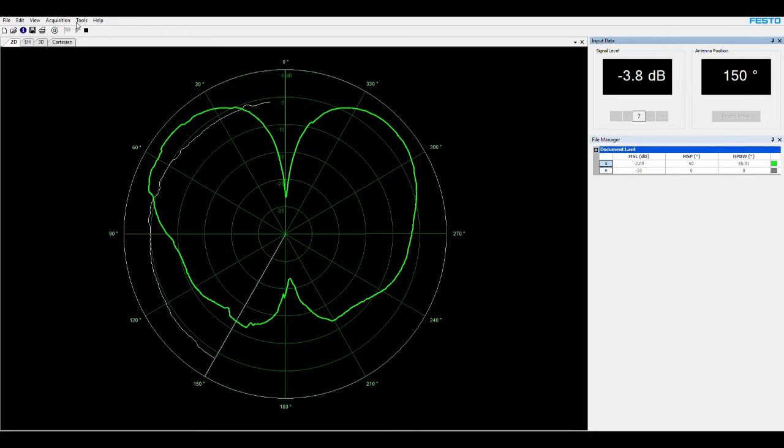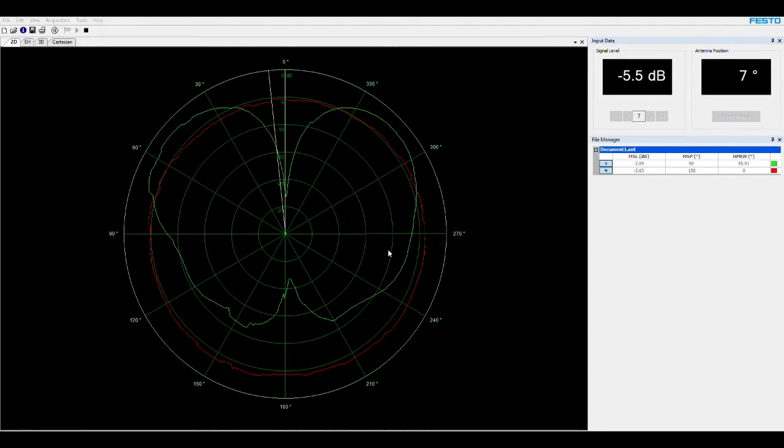So as you see, we're almost like a circle, as we expect. And now we are reaching the initial point that we started the measurement with. So that's our omnidirectional pattern. We are going to store that under H-plane, and so our measurement is done.